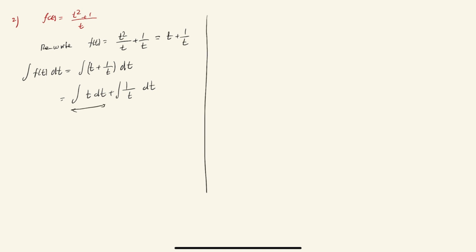I'm going to use the integral of a sum equal to the integral of each function. First, I'm going to integrate the first function. Note here, I'm going to use the integral of t to the n dt equal to t to the n plus 1 over n plus 1 plus c. Therefore, the integral of t to the 1 dt, here n equal to 1, is going to be t squared over 2 plus c.